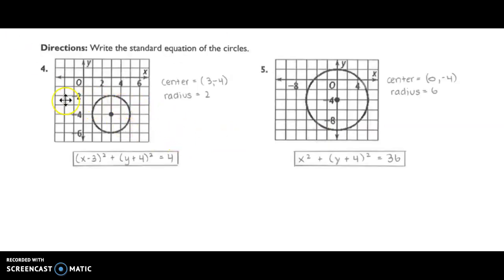And then also given visually, you got to know where the center is. It's at 3, -4. And so when you put it into the equation, it's x minus 3 and y plus 4. Don't forget squared, and don't forget the plus sign in the middle. Then you can count the radius. The radius is 2, so therefore it ends with a 4 in the equation here.